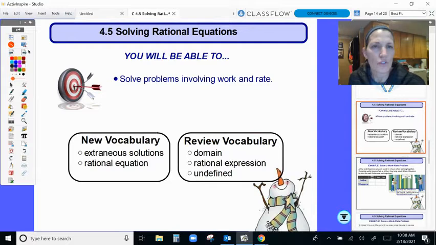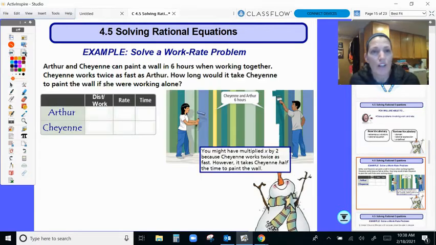Welcome back. We're at day 2 of 4.5, and we're going to start applying solving rational equations to some story problems, learning how to solve work and rate problems. Okay, so first of all, we have this example here.